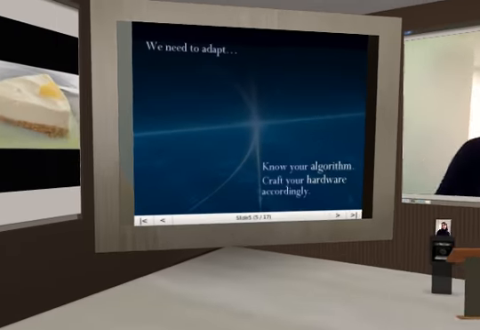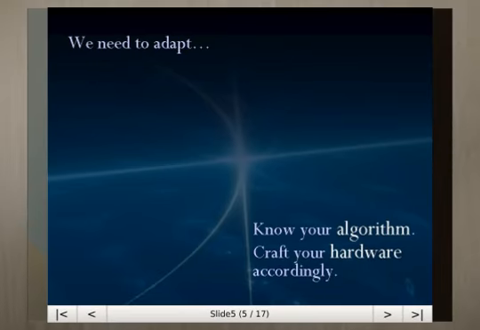I would argue that we actually need to think about the way we're implementing these thinking programs, because it's obvious from these examples that certain algorithms run more efficiently on different types of hardware. And this is a really fundamental problem that we can't avoid.